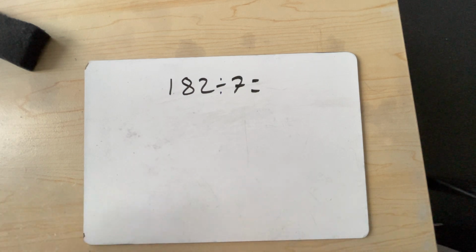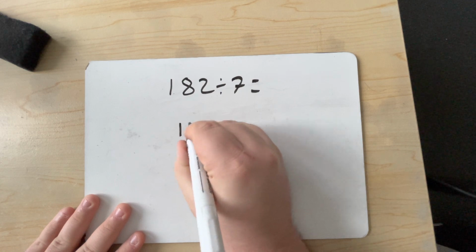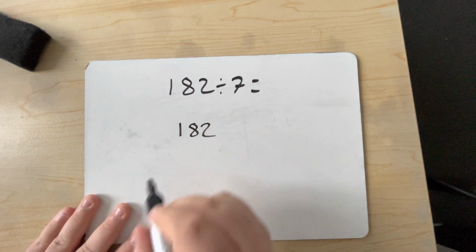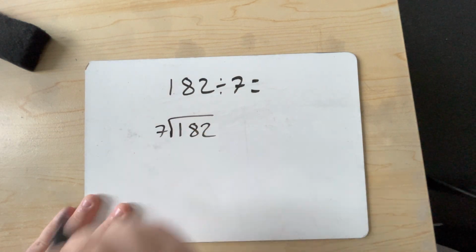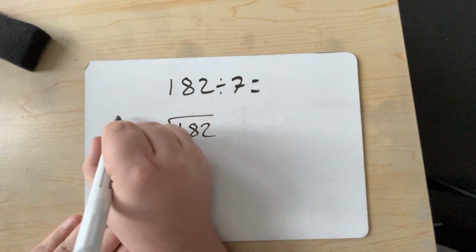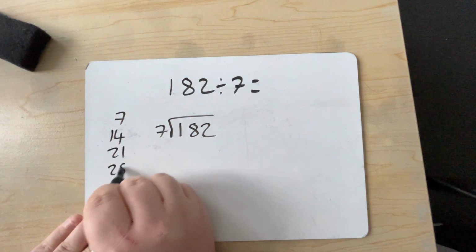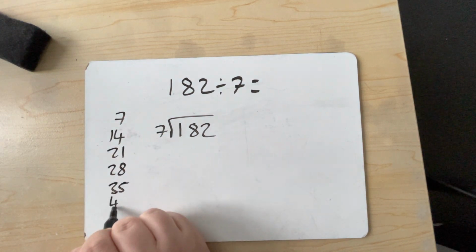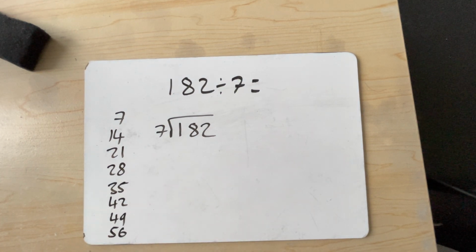And welcome back. So remember, when we're doing bus stop division, the first thing we're going to do is put the 182 inside the bus stop because it's the number that appears first. And we're going to put the 7 on the outside. So for each of these, I'm just going to put the times table down the side. Right, that should be good.